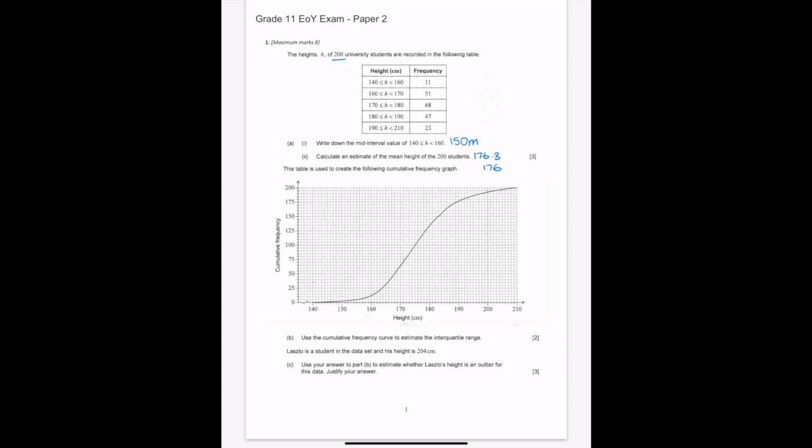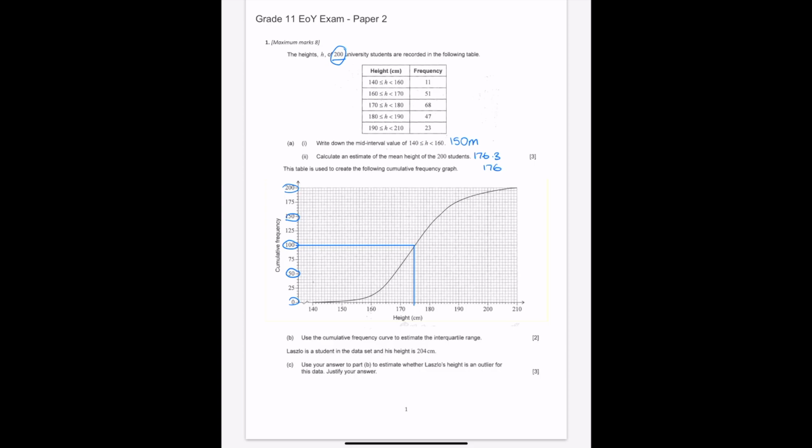So the next one is you've then been given the cumulative frequency graph for the data, and we need to use that to estimate the interquartile range. Now, we said at the start that there were 200 students at the university, so the median point, the middle, is 100, the lower quartile is 50, and the upper quartile is 175. Sorry, it's 150. And then the maximum is 200 and the minimum is 0. So you can see there where the quartiles lie. From the quartile, we go across to the graph, and then we read that value straight down.